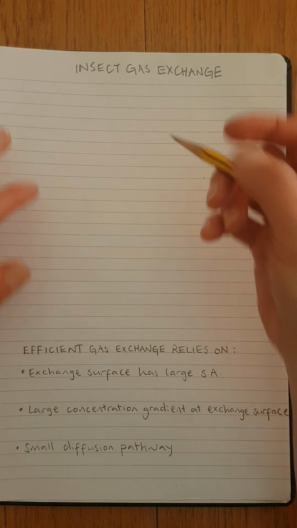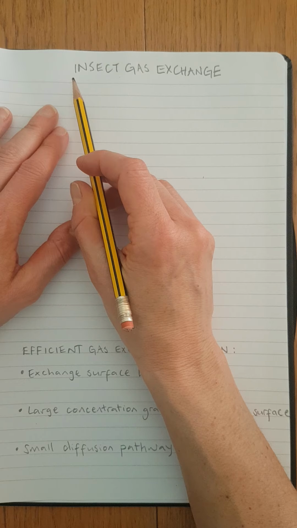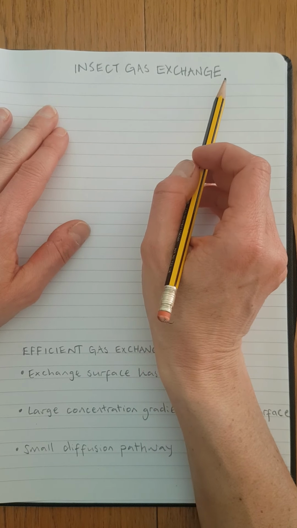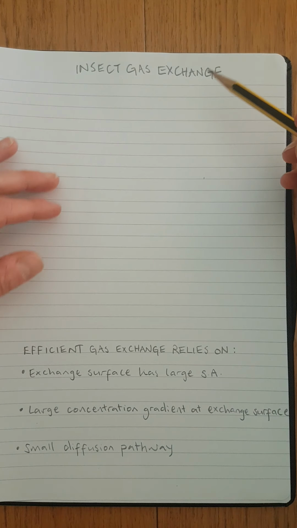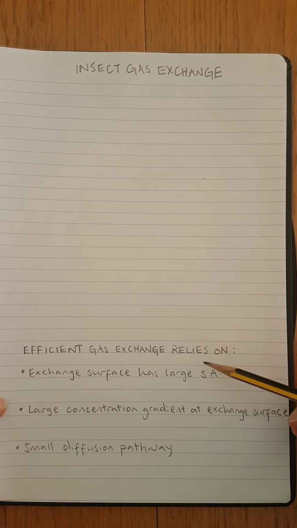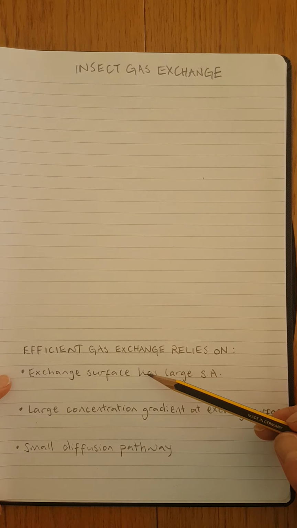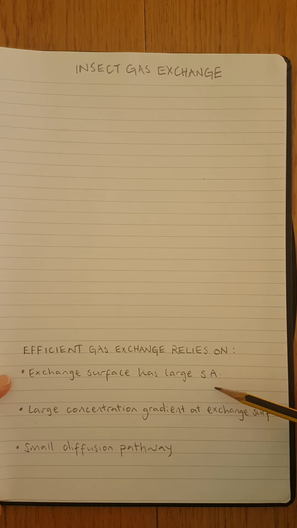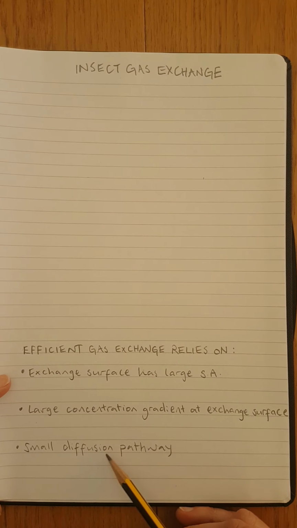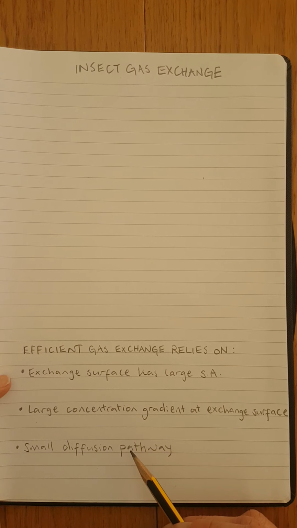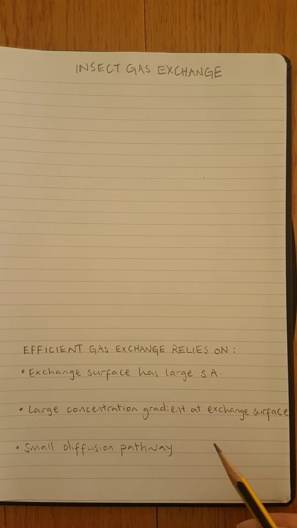Okay, folks, today's tutorial is about insect gas exchange. With all the gas exchange systems that you need to learn about for A-level biology, you've always got to relate them to Fick's law and always think about how the gas exchange system maximises surface area, how it maximises concentration gradient, and how it minimises the diffusion pathway. So we're going to try to address those questions in this little mini tutorial.